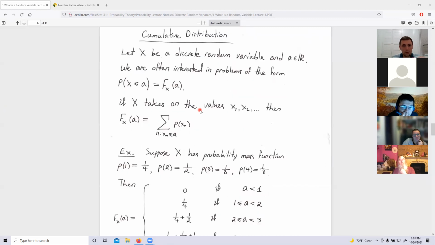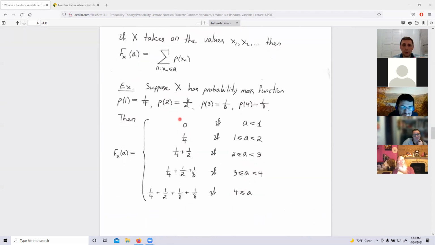So in the discrete case, what do you do? You add up all the probabilities for which the outcome is xn, and xn is smaller than A. So for instance, suppose that X has the probability mass function where the probability of 1 is 1/4, the probability of 2 is 1/2, the probability of 3 is 1/8, and onwards, right? So then you can see how the function works.